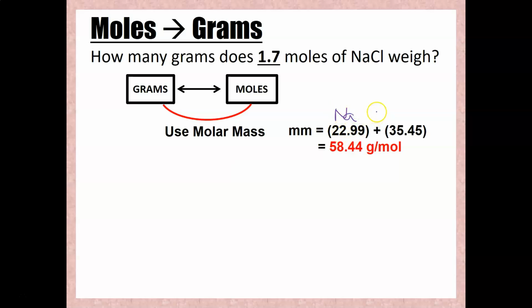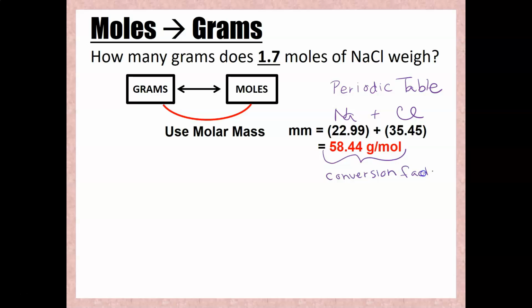So I need to look at my actual formula for sodium chloride and figure out that the molar mass is 22.99 for sodium. And I'm adding in the mass of my chlorine, which is 35.45. When I add those together, I get 58.44 grams per mole. Remember that I'm getting these numbers from the periodic table. That's where those numbers are coming from. So now this is my conversion factor. My molar mass becomes my conversion factor.